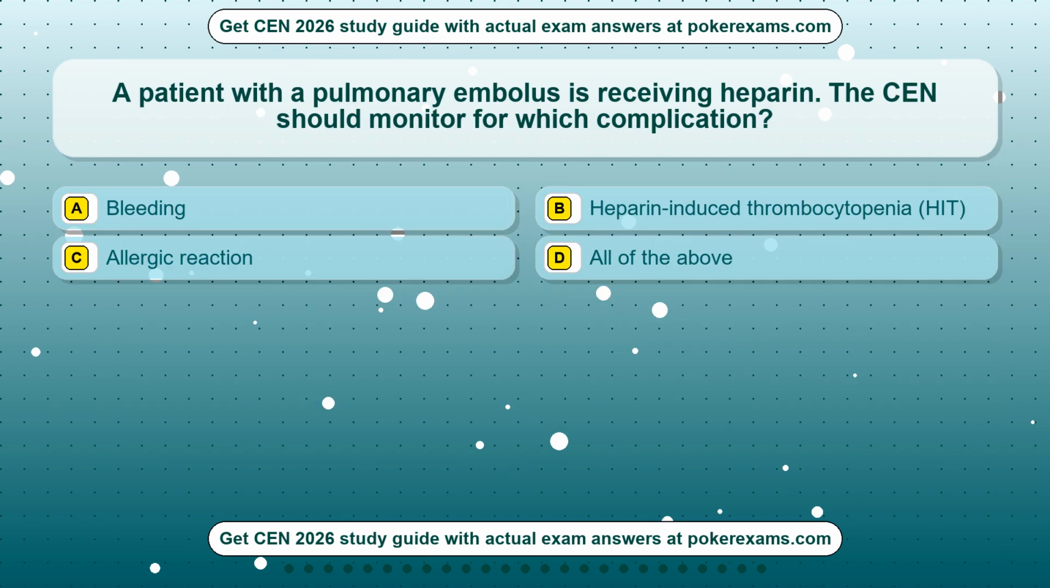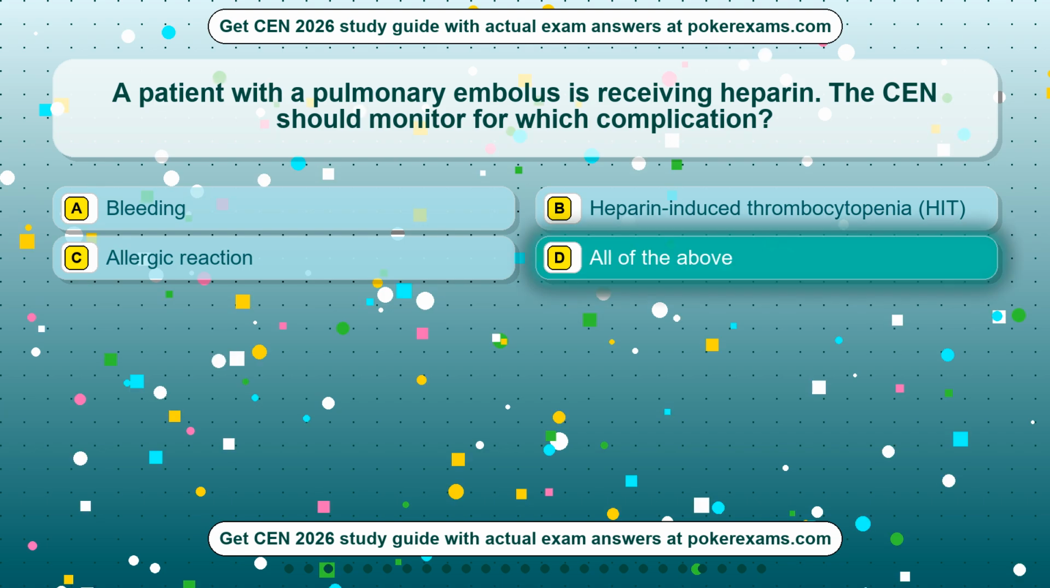Question 20. A patient with a pulmonary embolus is receiving heparin. The CEN should monitor for which complication? Option A. Bleeding. Option B. Heparin-induced thrombocytopenia, HIT. Option C. Allergic reaction. Option D. All of the above. The correct answer is option D.